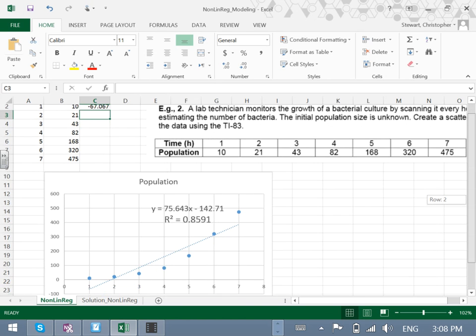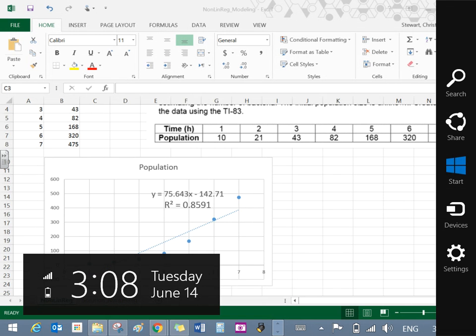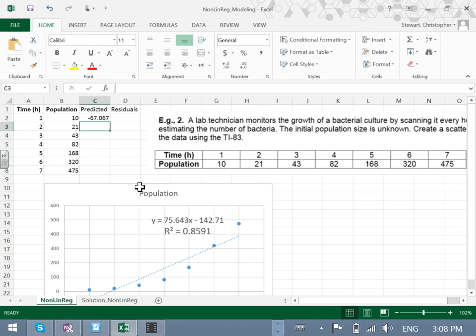So in context, negative 67 bacteria does not make sense, although according to the line of best fit, which is the trend line, you can see it here. Okay, so we've got that formula calculating properly.